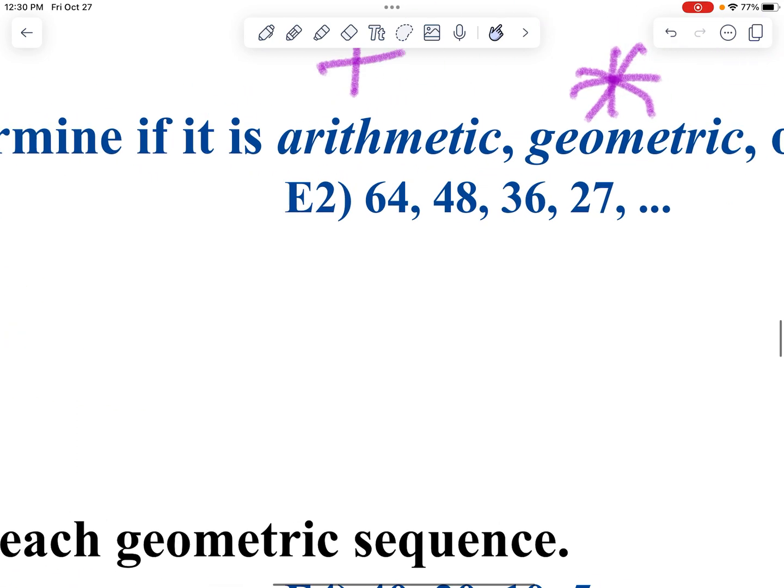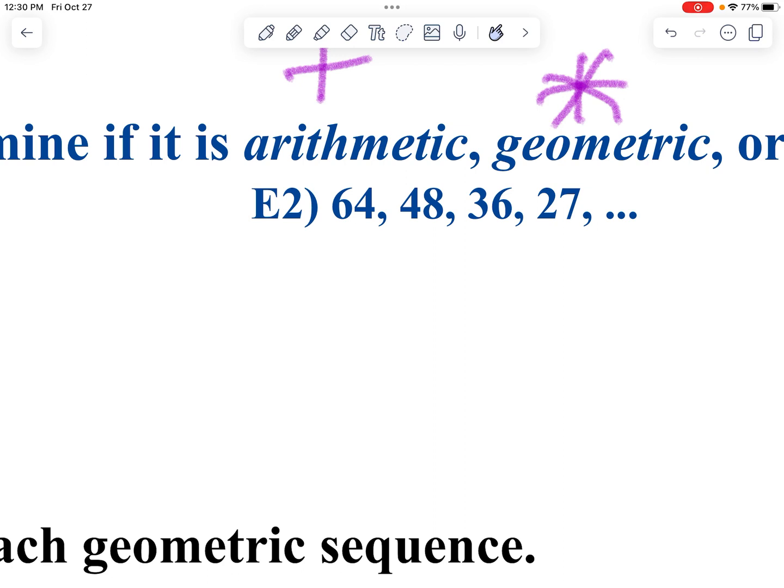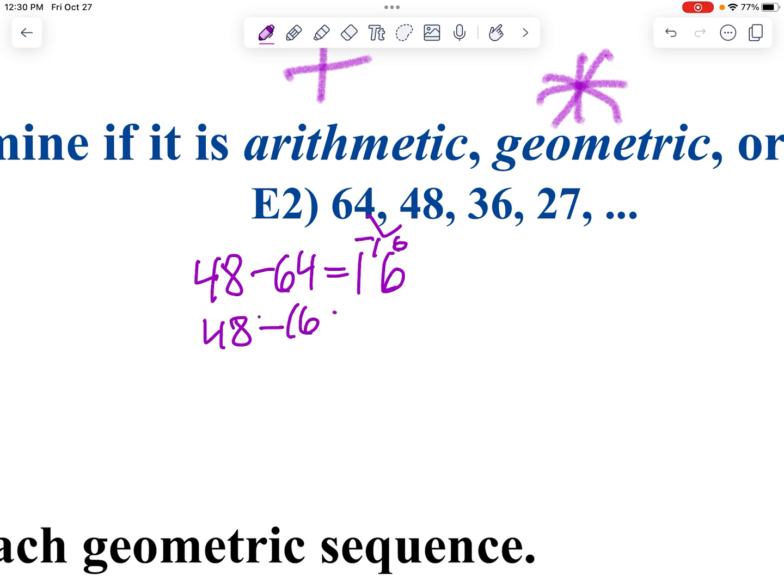Now, when we take a look at the next one, let's start with 64 minus 48. So 14 minus 8 is 6, and 5 minus 1 is 4. So I went down 16, didn't I? Now if I take 48 minus 16, do I get 36? No, I don't, do I? So this is not arithmetic.